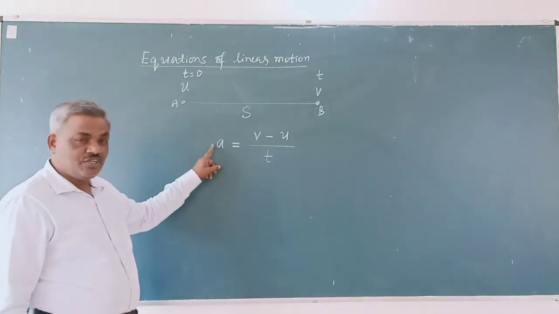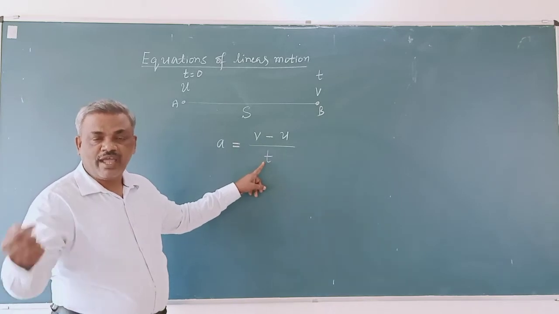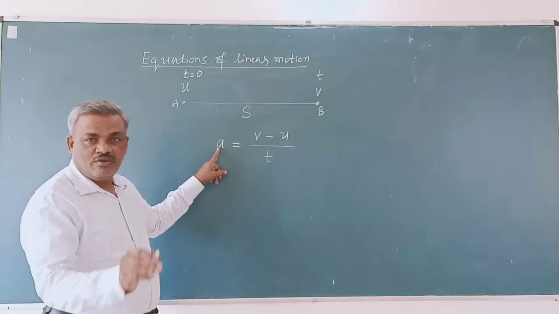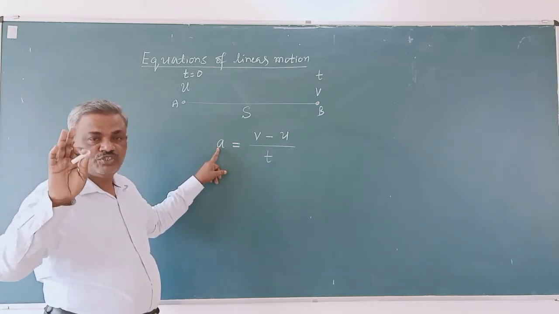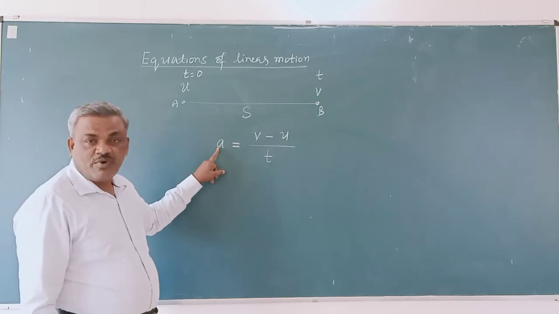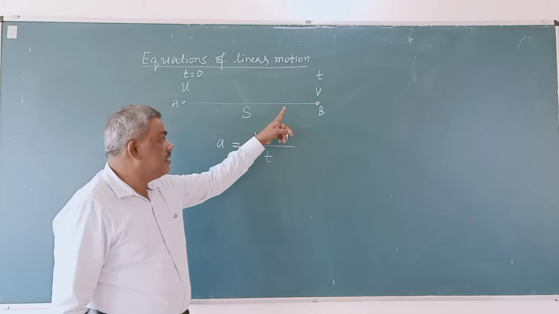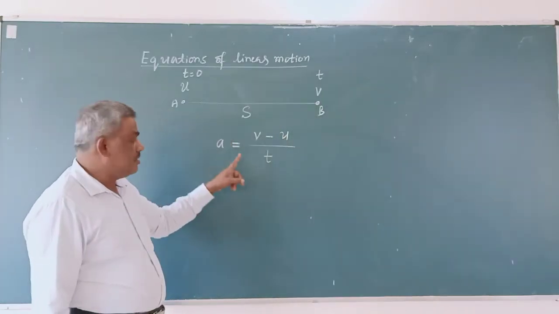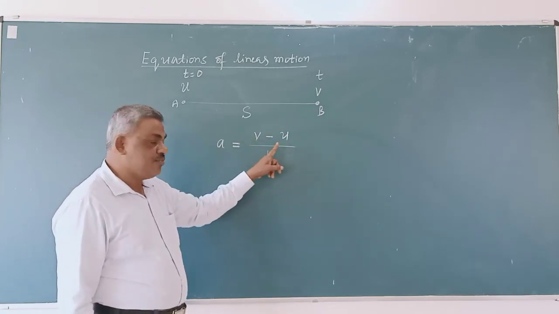Now your acceleration a equals change in velocity by time taken. The acceleration symbol is represented by small a. Do not write any other symbol such as capital A; it should only be written as small a. Change in velocity is V minus U, where V is the final velocity and U is the initial velocity, divided by time. So acceleration a equals V minus U by t.